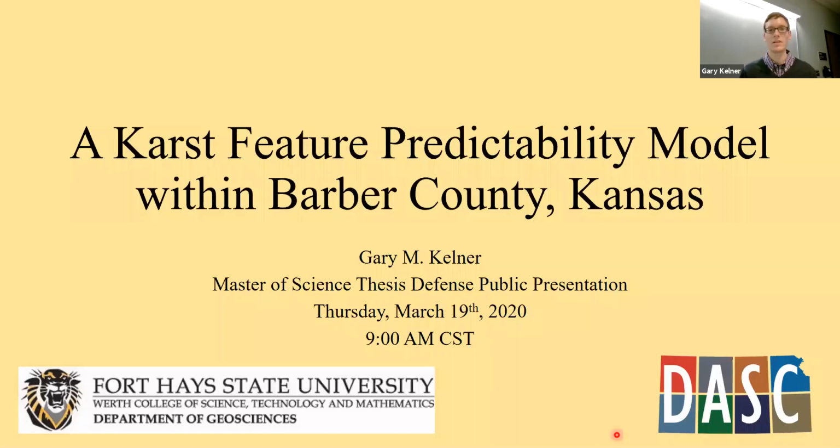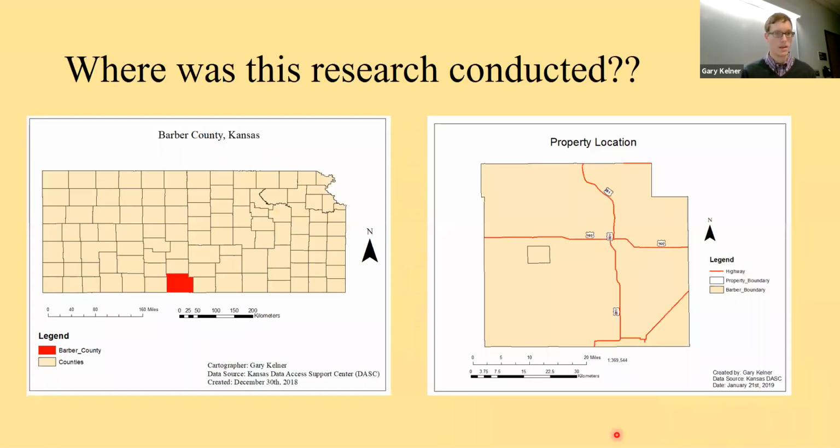Within Barber County, Kansas. This research was conducted in Barber County, which is located in the red portion of south central Kansas, as indicated by the figure on the left. The property where this research was conducted is a privately owned ranch of 4,000 acres, indicated with the laser pointer and the black square on the figure on the right. I did have permission from the landowners to conduct this research on their property.